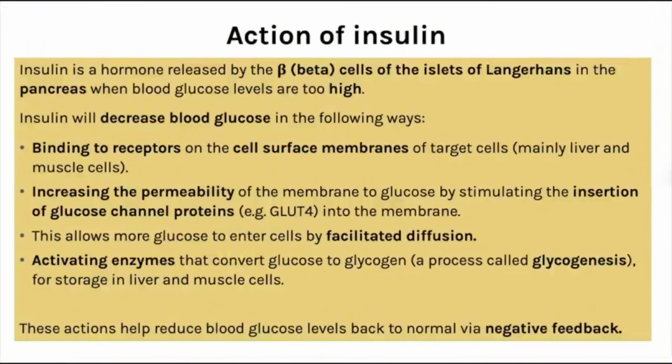Now, once that happens, the glucose has to be converted to glycogen because that is insoluble and therefore it's not going to lower the water potential of the cell like glucose would, and therefore it won't affect osmosis. So these actions help to reduce the blood glucose levels back to normal via negative feedback.